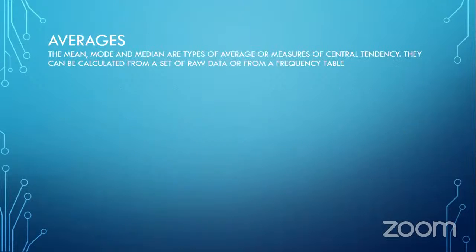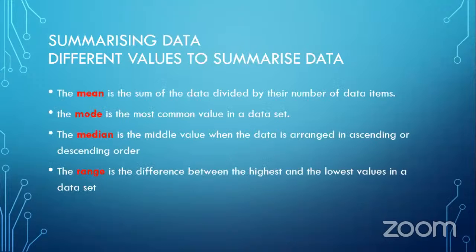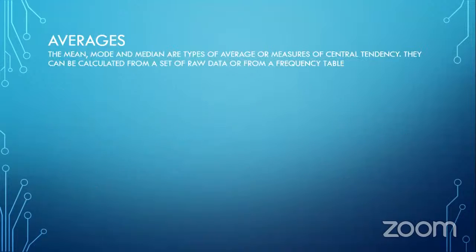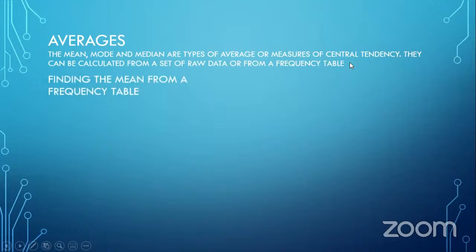Okay, so now we're going to be dealing with averages. With this, I'm going to show you how we calculate everything. As I said, I'm doing the theory part so that you understand what we're actually talking about when we get into the calculations. The mean, the mode, and the median are types of averages or measures of central tendency. They can be calculated from a set of raw data or from a frequency table. So now we are finding the mean from a frequency table.